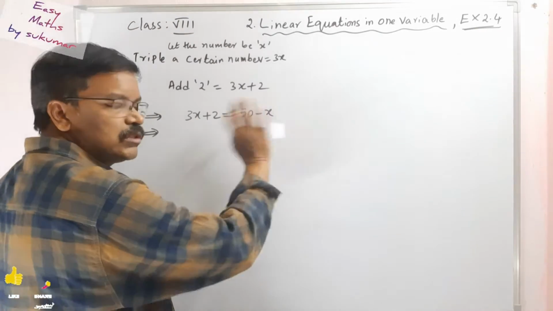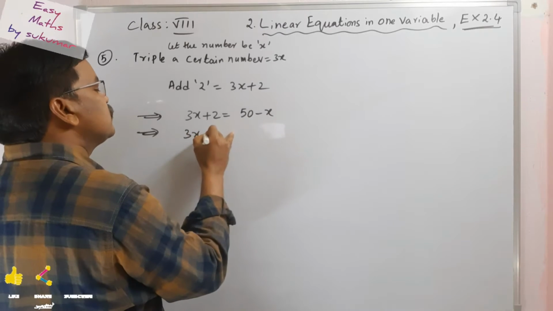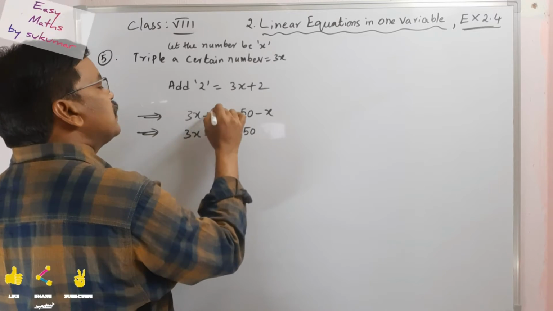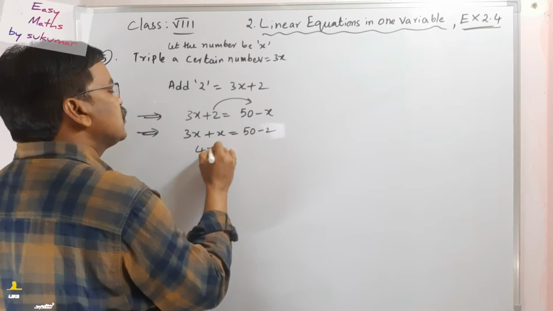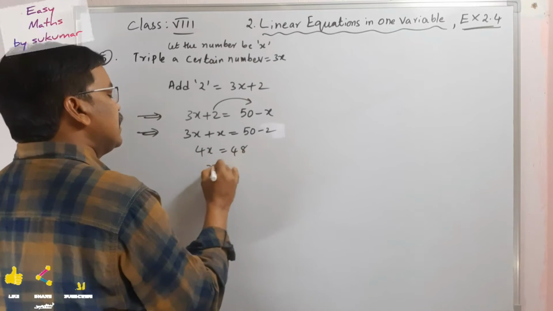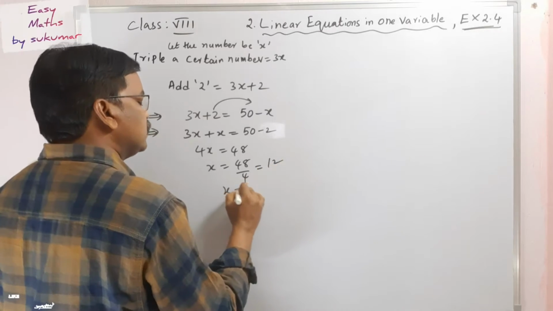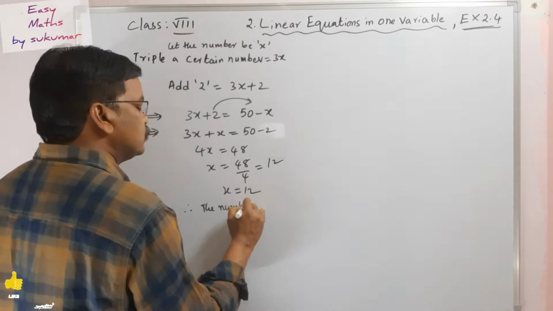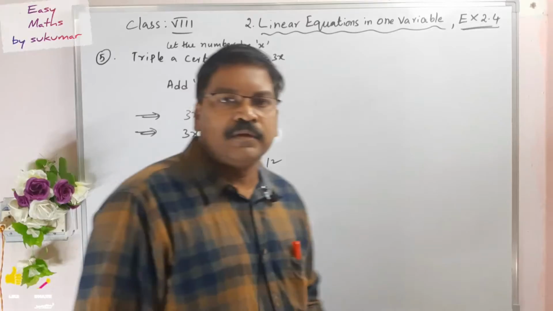The variables are on both sides here, so let us transpose. 3x, when this minus x comes to this side, plus x is equal to 50. When this plus 2 goes to the other side, it becomes minus 2. So 4x is equal to 48. x is equal to 48 over 4, that is equal to 12. So therefore, the number is equal to 12.